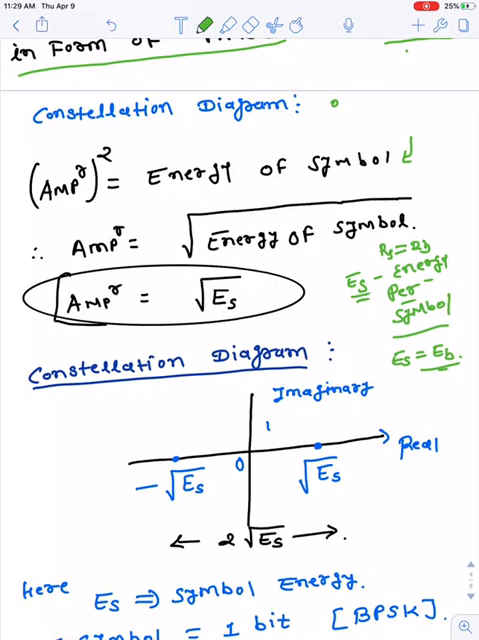So if you look at the constellation diagram, amplitude squared is equal to the energy of a symbol. Energy is basically the amplitude squared here because we represent everything by pulses. So a pulse or symbol has some amplitude, and if you take the amplitude squared, then we get the energy. If you define this in terms of amplitude, it is the square root of energy. And if the energy of a symbol is defined by ES, then the amplitude is simply the square root of ES.